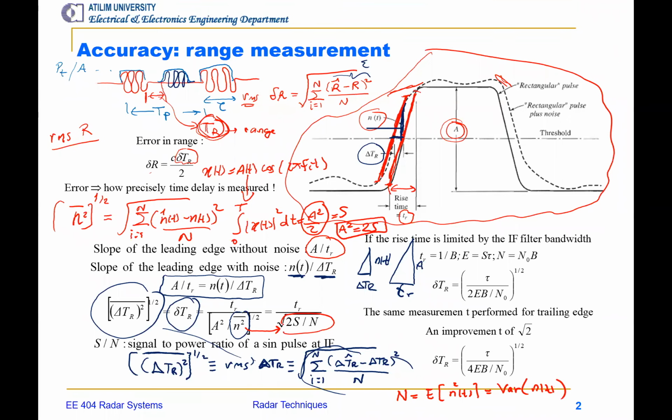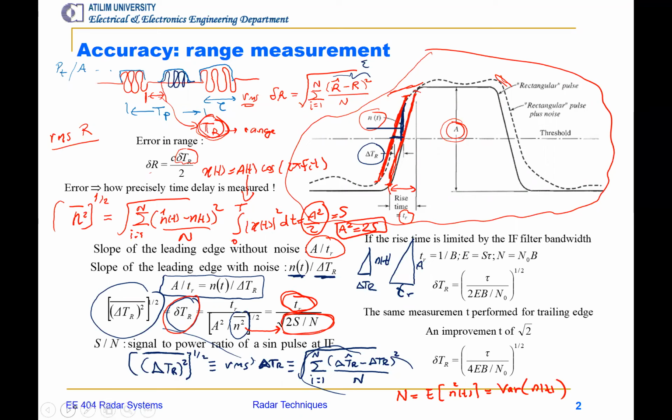Okay, so we can then use this and write the RMS error in terms of signal to noise ratio, which is a quite important parameter in radar systems. Then RMS error depends on the rise time and signal to noise ratio. If we increase signal to noise ratio, the RMS error decreases. If we increase the rise time, RMS error increases. Okay.